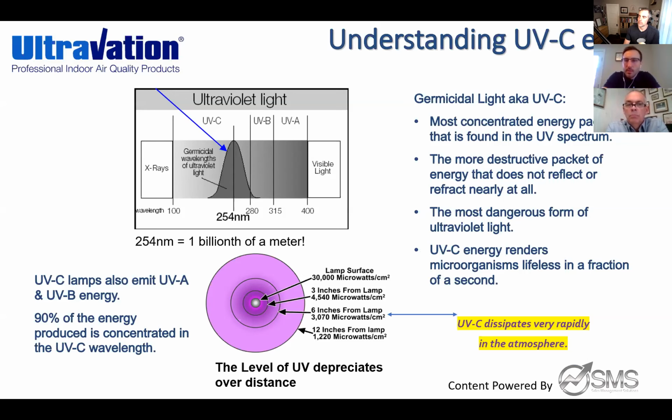So germicidal light, aka UVC, is the most concentrated energy packet found in the UV spectrum. It is the more destructive packet of energy that does not reflect or refract nearly at all. It's the most dangerous form of ultraviolet light. UVC energy renders microorganisms lifeless in a fraction of a second. So you start to realize how dangerous it is, but that's why it is so effective at the same time.